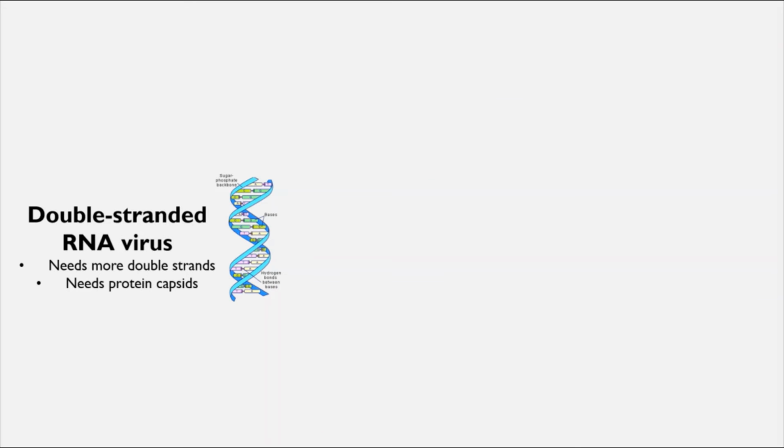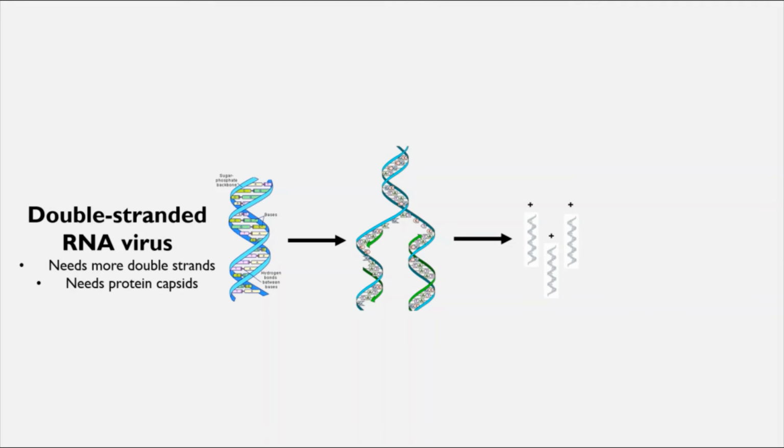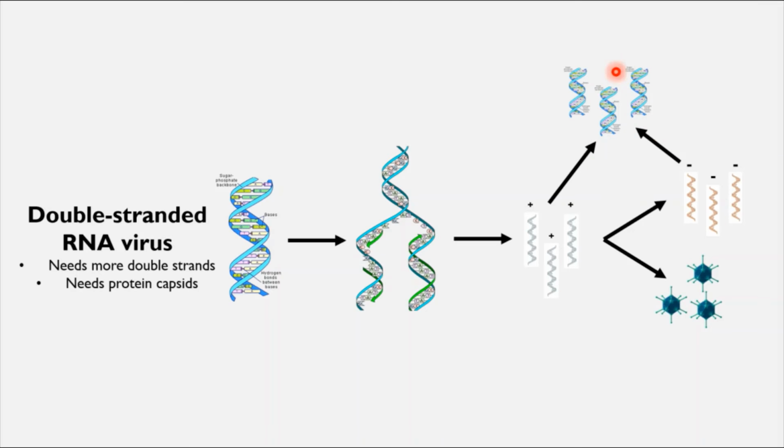The last type of RNA virus is the double-stranded RNA virus. Of course, this guy needs more double strands, and it needs more protein capsids. So what will happen once inside the cell is the double-stranded RNA will be unwound. The minus side will be read and used to replicate more plus strands, which are read and used to make more protein capsids by the ribosome, as well as generate complementary negative strands, which when put together give you more double strands. Put these inside of a capsid and you have more identical double-stranded viruses.